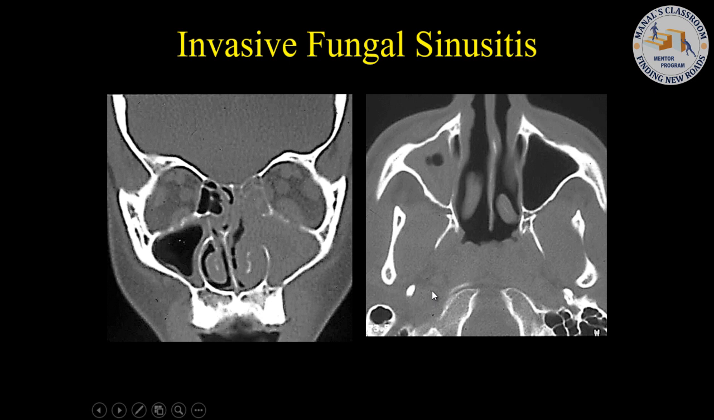Now, this is an example of a patient that has this disease, and the point of showing this slide is that this patient has invasive fungal sinusitis, but I cannot tell the difference. So in the early stages, you just cannot tell the difference. It can look like anything.